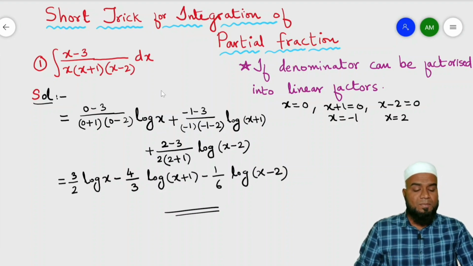Instead of doing that, if the denominator is linearly factorized, then we can use this trick. In that, what we have to do is consider one factor at a time and equate it to 0. Then whatever value we get for x, we have to substitute in this, omitting the considered term, and write log of the considered term. Plus the same thing: x plus 1 equal to 0, x equal to minus 1 we will get, substitute the value of minus 1 here, here and here, right? Then log of whatever term we have equated to 0, we have to write here. Similarly for the third term. Hope it is understandable and easy for you. We'll see one more example.